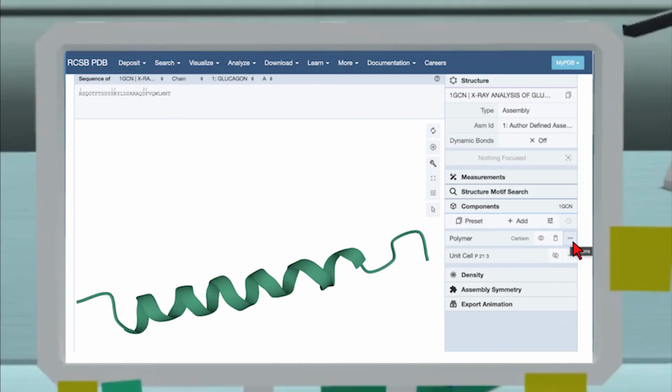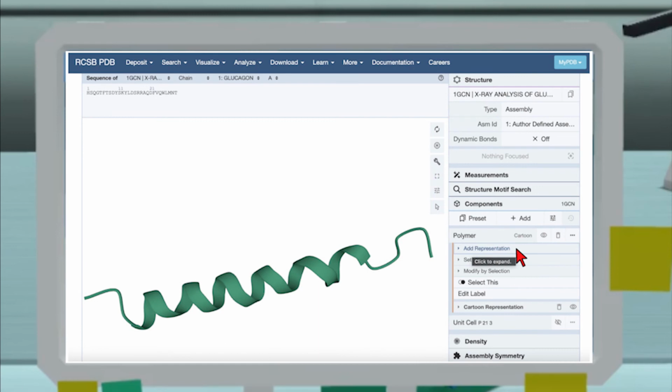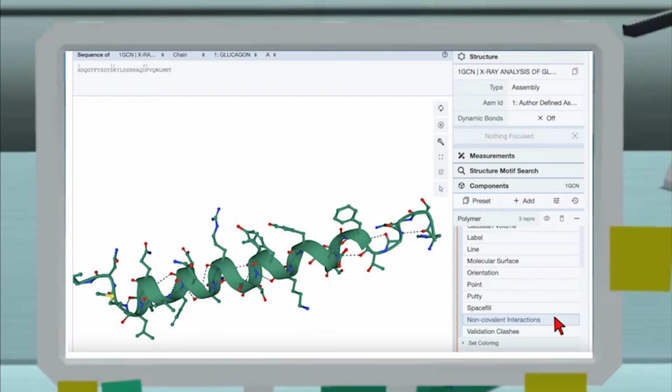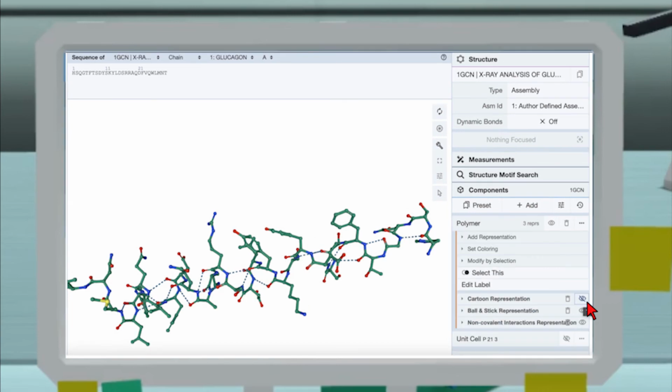Explore the 3D view and try to change the model from a cartoon model to a ball and stick model. This can be done by clicking on the Actions icon. Click on the Add Representation tab and click on the ball and stick and non-covalent interactions. After this, hide the cartoon model component by clicking on its eye icon. At this point, you will see the ball and stick model of the glucagon.